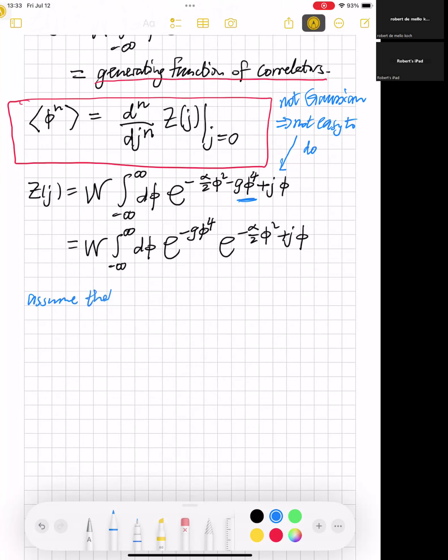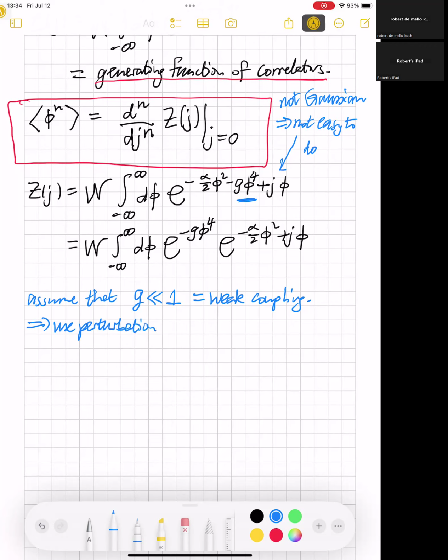that G, the coupling strength, is very small. And that means it's very much less than 1. So when G is very much less than 1, we call this weak coupling. So we're going to assume that we are at weak coupling. When we're at weak coupling, we can use perturbation theory to do the computation.